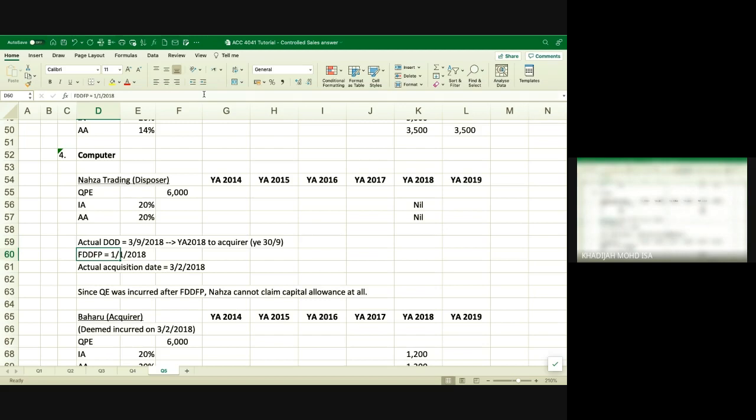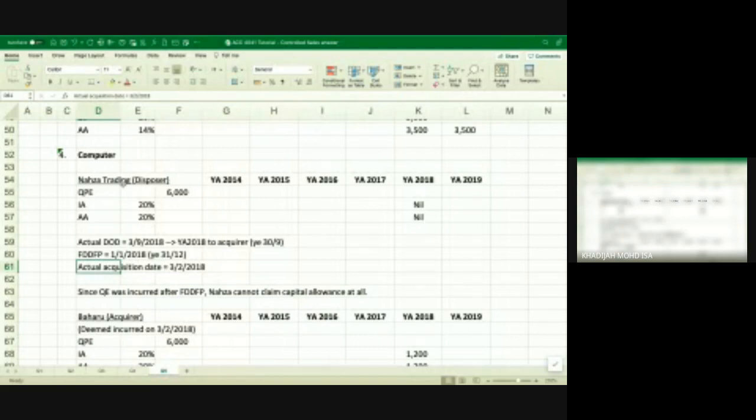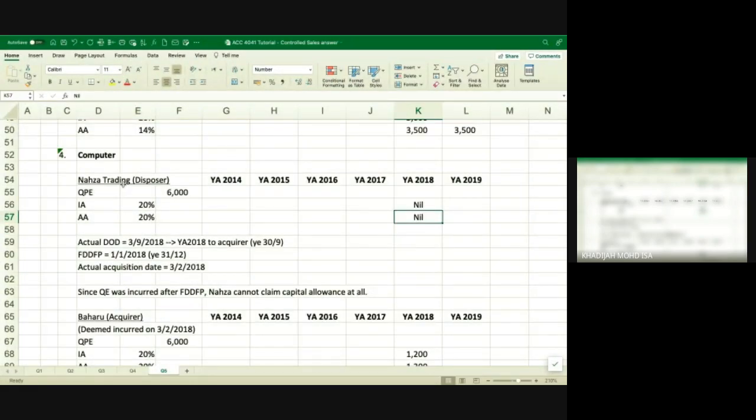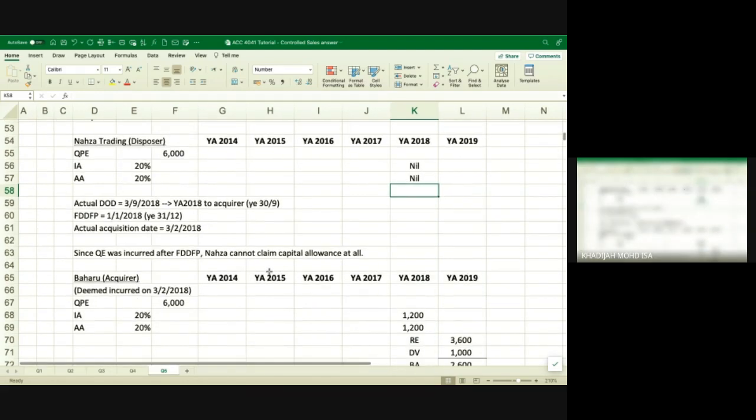Who's Baharu Sedia Berhad? So in this case, the FDDFP is 1st January 2018 because the year end is 31st of December. So 1st January 2018, actual acquisition date is 3rd of February. Again, in this case, because the actual acquisition date is after your FDDFP, Nahza cannot claim any allowance on the computer. So you are not claiming anything because why? The date of disposal is earlier than the actual date of acquisition. So you cannot claim anything for Nahza. But since QE was incurred after FDDFP, Nahza cannot claim, but Baharu claims everything.